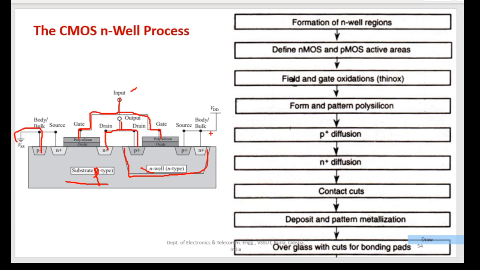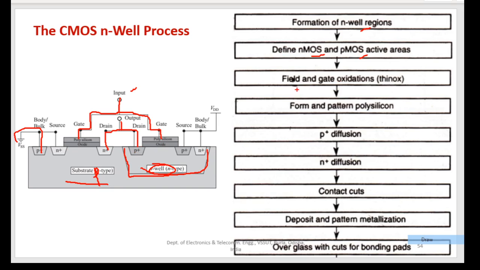Okay, so these are the main steps. Diagrammatically, you can imagine the things. So we start with formation of N-well regions. This is the N-well region required here. Then define NMOS and PMOS active areas. So what do you mean by active area? Active area means the formation of those active layers. Active layers means those N plus or P plus regions. So this is the active area for NMOS, this is the active area for PMOS. So define the areas for NMOS and PMOS, the active areas.